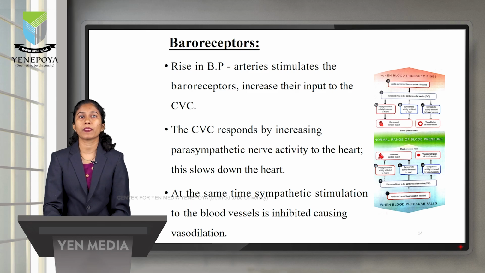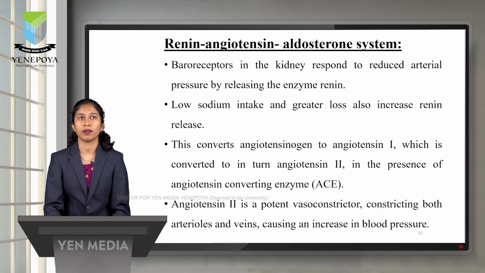And conversely, if the BP falls, the baroreceptor discharge also falls. The cardiovascular center responds by increasing the sympathetic nerve activity, leading to the vasoconstriction, and as a result blood pressure rises and the fallen blood pressure comes back to normal.